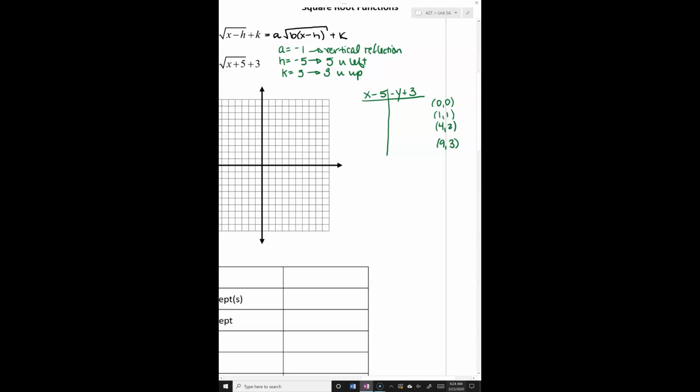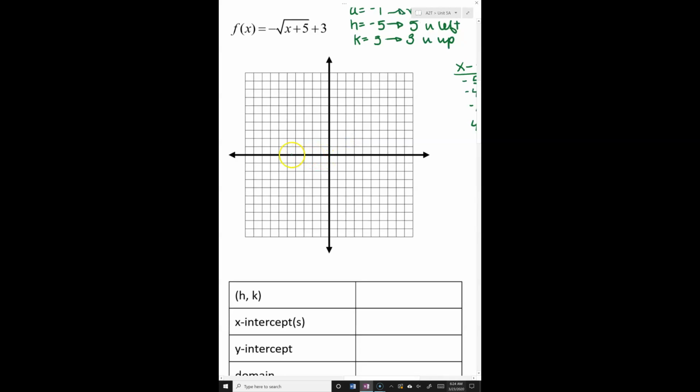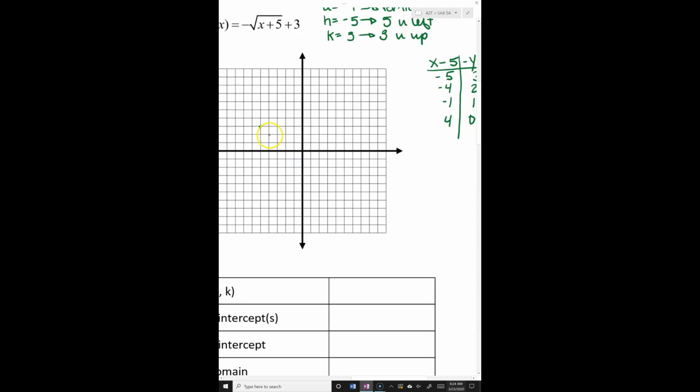So if we plug 0 in for x, we get -5, and 0 in for y, we get 3. If you plug in 1, 1, you should get -4, 2; 4, 2 gives -1, 1; and 9, 3 gives 4, 0. In graphing this, I'm going to go 1, 2, 3, 4, 5, 1, 2, 3. Remember, this does have a vertical reflection, so it's not going to look like our parent function did, starting at 0, 0 and then curving up.